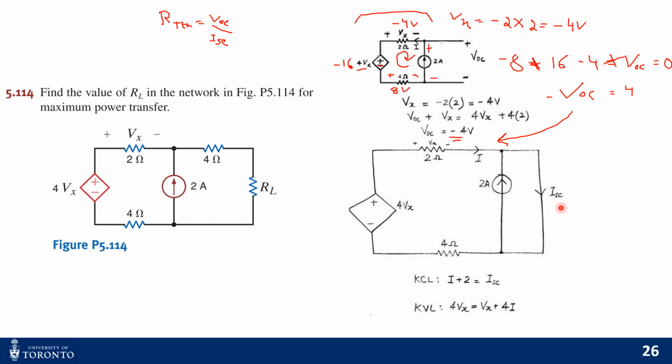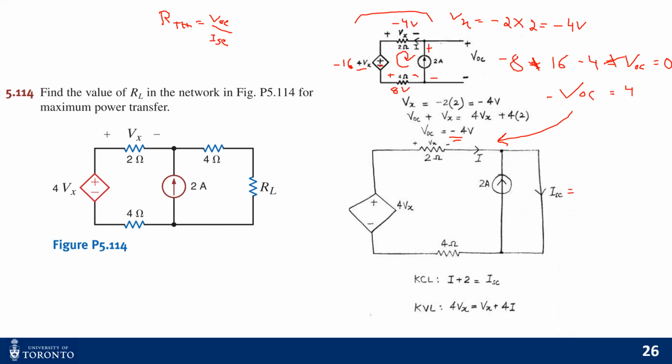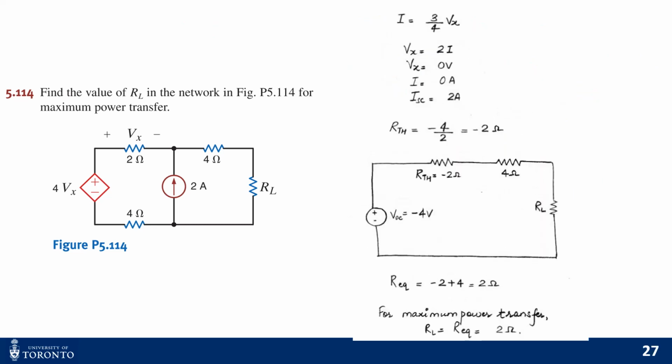So ISC becomes 2 ampere. All right, so this ISC becomes 2 ampere, right? So now we have our ISC, which is 2 ampere, right? We have our VOC, which is minus 4 volt. So what should be the RThevenin? VOC divided by ISC, which is minus 4 divided by 2, which is minus 2 ohms, right? So now the left hand side is our Thevenin circuit, right? And the right hand side is basically the load part of the circuit.